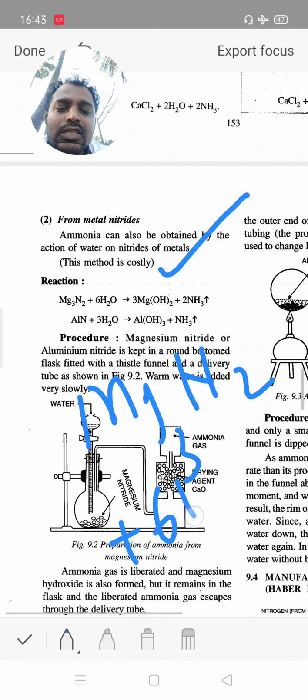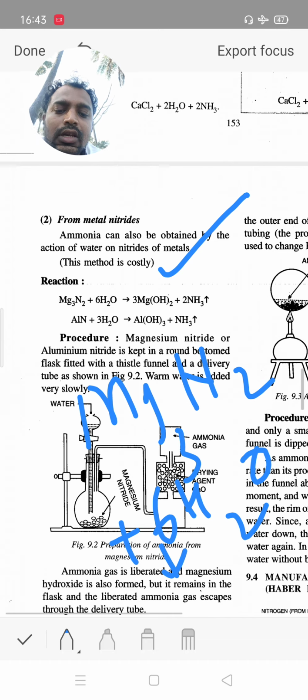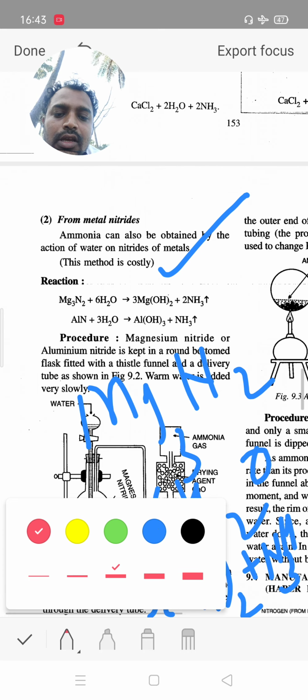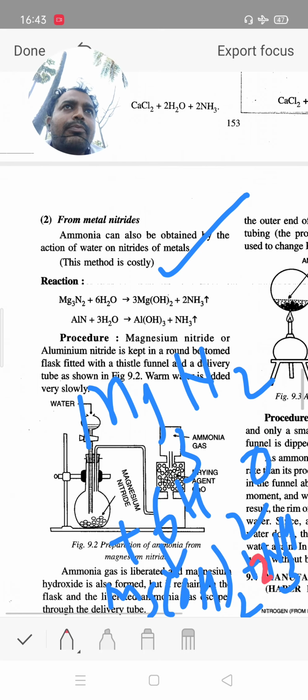On hydrolysis with 6 times addition of water, hot water, it produces magnesium hydroxide and also ammonia. This is a costlier method. In the laboratory we use calcium hydroxide, which is cheap, so that method is better than magnesium nitride for preparation of ammonia. Here magnesium hydroxide is a byproduct.